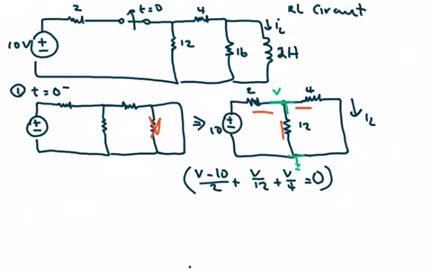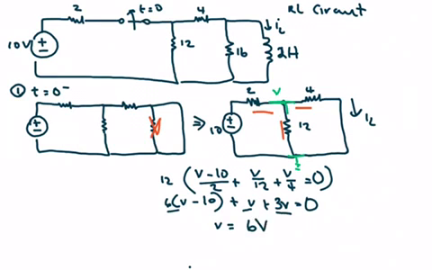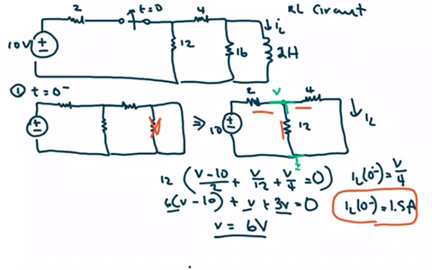I'm going to multiply out by 12. 6V minus 10 plus V plus 3V is going to be 0. If I combine my like terms here, V is going to end up being 6 volts. Okay, now, once I have that V, I know that my IL of 0 minus is going to be that V over 4. So IL of 0 minus equals 1.5 amps. All right, so that's what's happening with the circuit right before you open the switch.